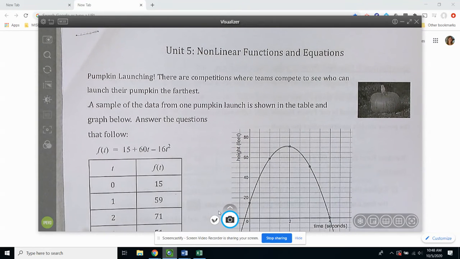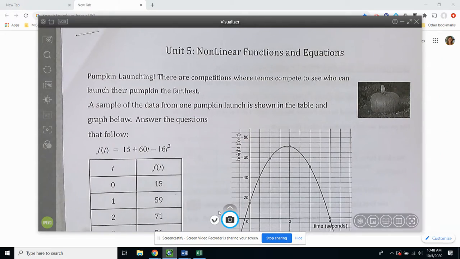All right, today in this investigation, we're going to look at nonlinear functions. So nonlinear, more specifically for this case, is going to be quadratic. All right, so this says pumpkin launching. There are competitions where teams compete to see who can launch their pumpkin the furthest. Yes, that is a very real thing.